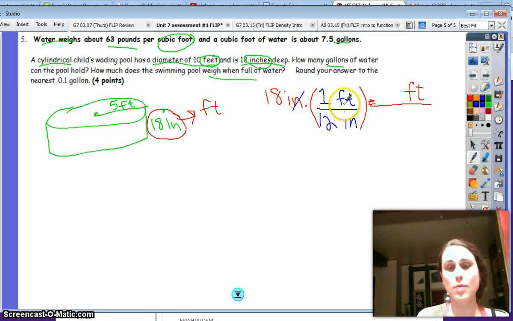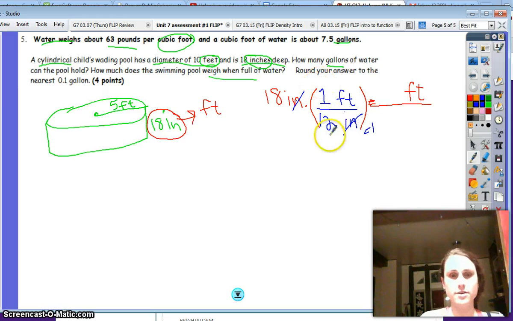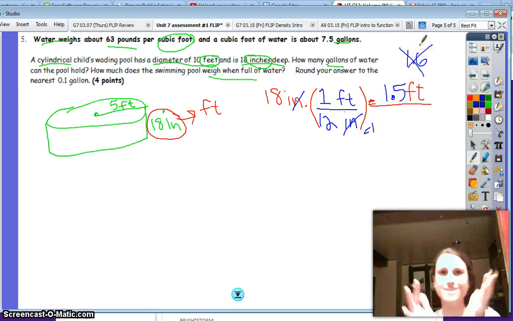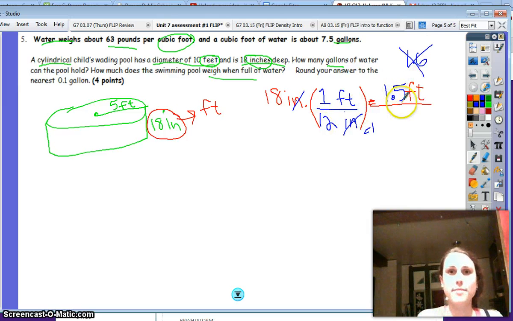I'm multiplying this value by 1. It's not changing this value. What it's allowing me to do is cancel out my inches. I have an inch divided by an inch. Anything divided by itself equals 1. Multiply across. 18 times 1 is 18. That value divided by 12 is 1.5, 1.5 feet. Not 1.6 feet. I might have 1 foot 6 inches, but 6 inches is half a foot, and 0.5 is half of 1, or 1 foot. So 1.5 feet. So I'm going to say that my 18 inches is 1.5 feet.